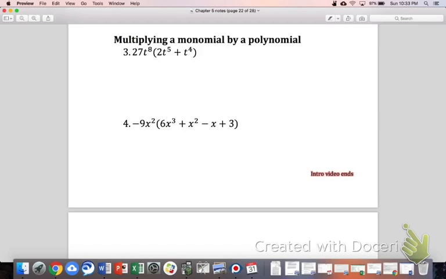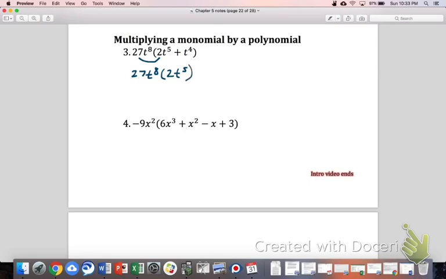If you're multiplying a monomial times a polynomial, it is the distributive property, but we want to be super careful with this. So I'm going to write these little marks in that we usually associate with the distributive property. I'm going to write this next step out very carefully. Let me focus on this first multiplication. I'm going to write this out as 27t to the 8th times 2t to the 5th.